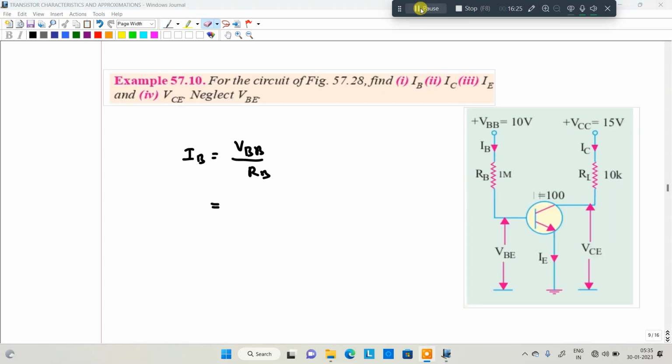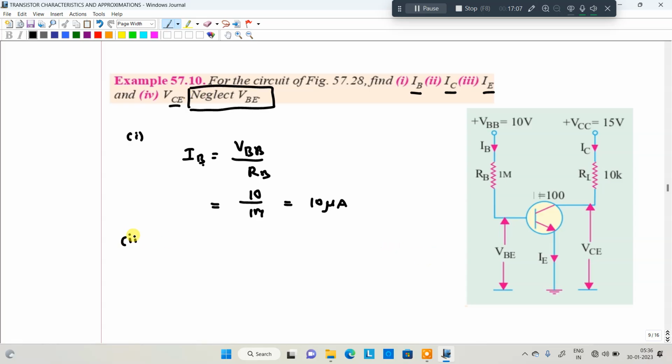Look at this particular problem. For the circuit shown in the figure, find IB, IC and IE, these three parameters, and then the fourth one, VCE. The first parameter is IB. IB is equal to VBB divided by RB. VBB is 10, divided by RB, which is 1 mega ohm. That will be equivalent to 10 microamperes. You got it. We are neglecting the VBE; they mention to intentionally neglect the VBE.